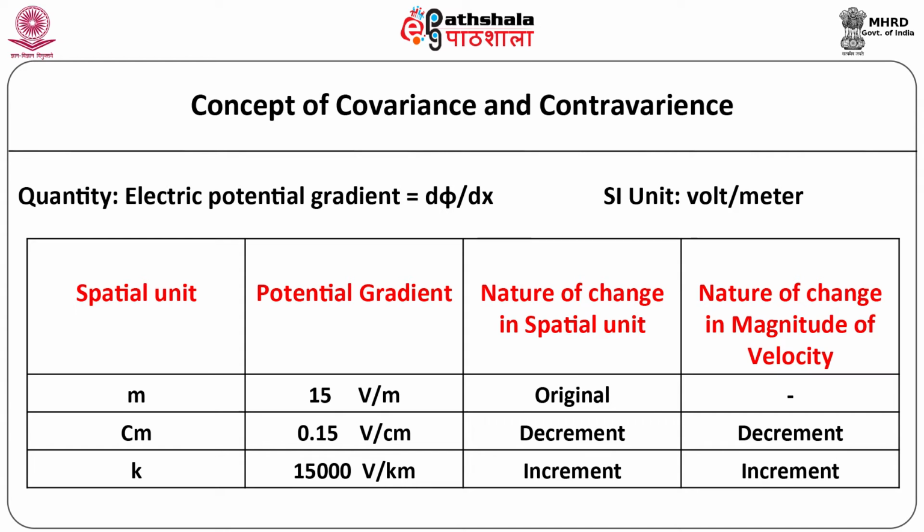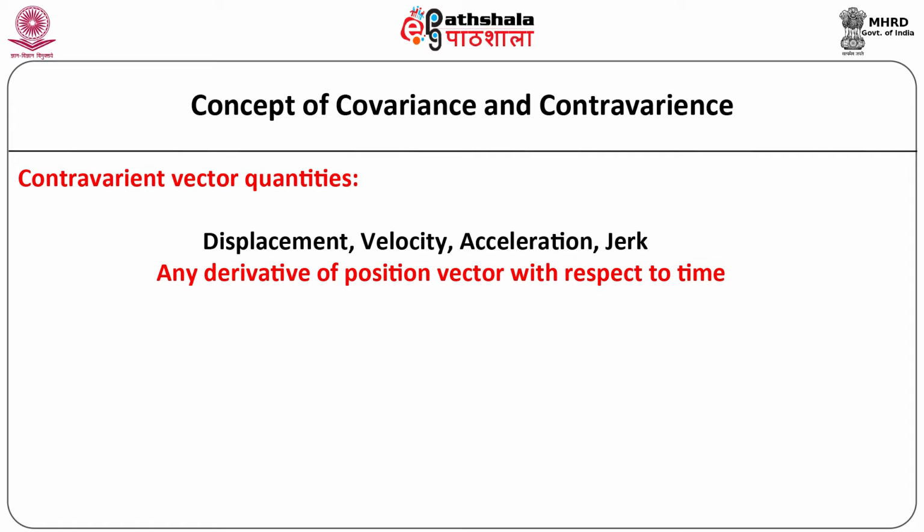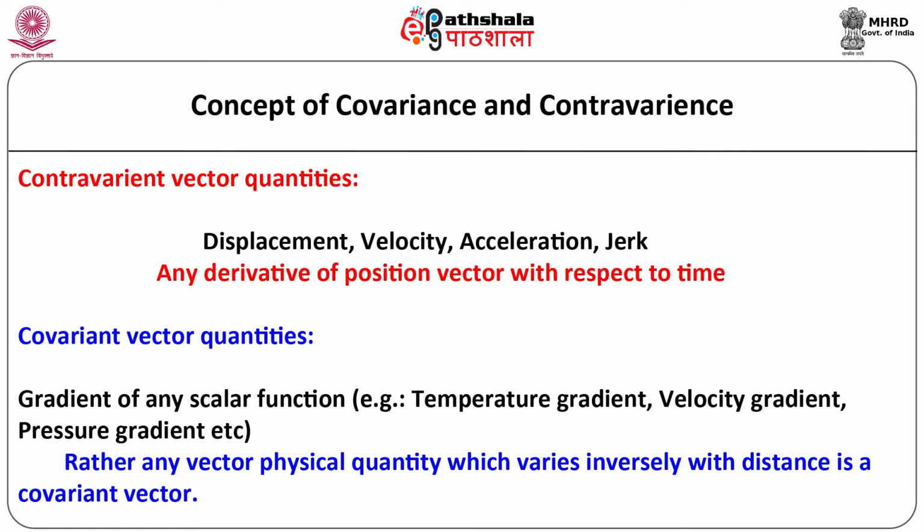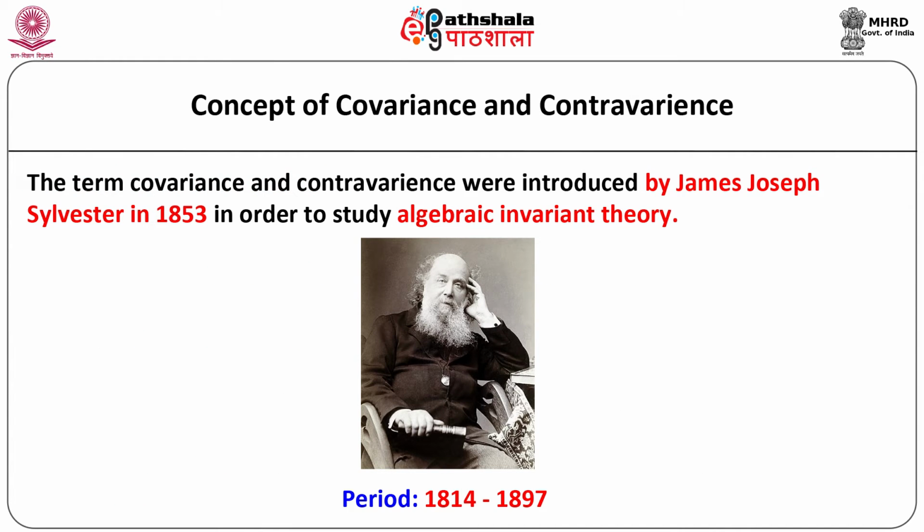Can you think of some more examples of contravariant and covariant vector quantities? Many examples can be found in literature. For example, all normal vectors such as displacement, or any derivative of position vector with respect to time such as velocity, acceleration, etc. are contravariant vectors. Gradient of any scalar function is a well-known example of covariant vectors. Rather, any vector physical quantity which varies inversely with distance is a covariant vector. The terms covariance and contravariance were introduced by James Joseph Sylvester in 1853 in order to study algebraic invariant theory.